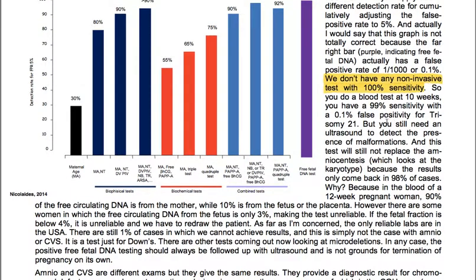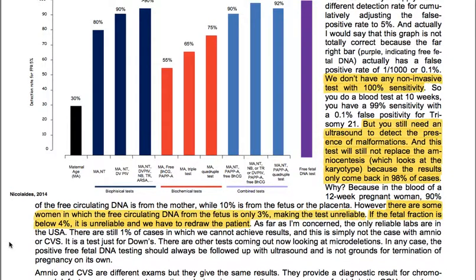Because in the blood of a 20-week pregnant woman, 90% of the free circulating DNA is from the mother, while 10% is from the fetus or the placenta. However, there are some women in which the free circulating DNA from the fetus is only 3%, making the test unreliable. If the fetal fraction is below 4%, it is unreliable and we have to redraw the patient. As far as I'm concerned, the only reliable labs are in the USA.